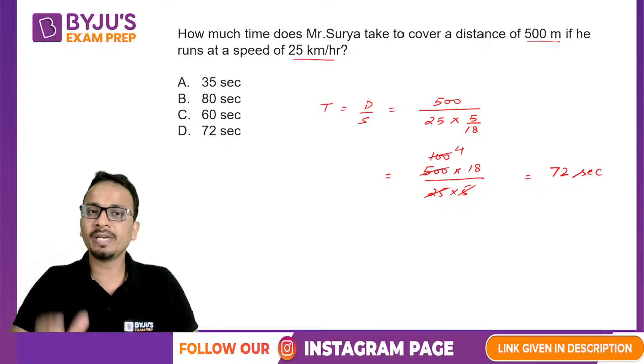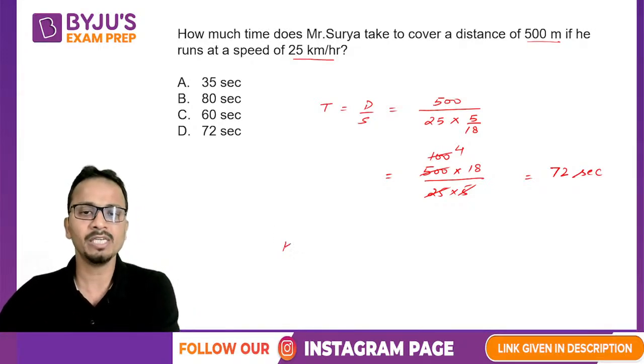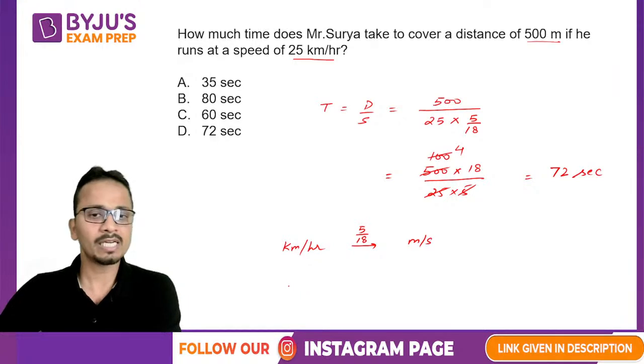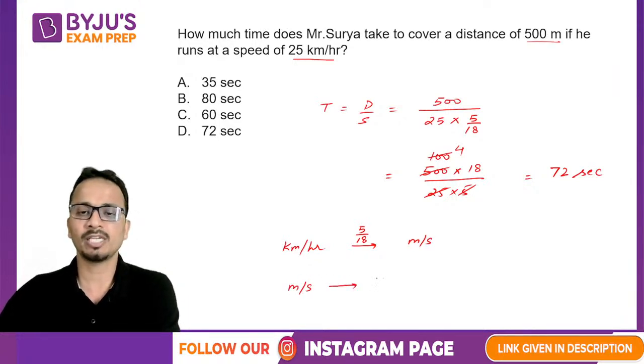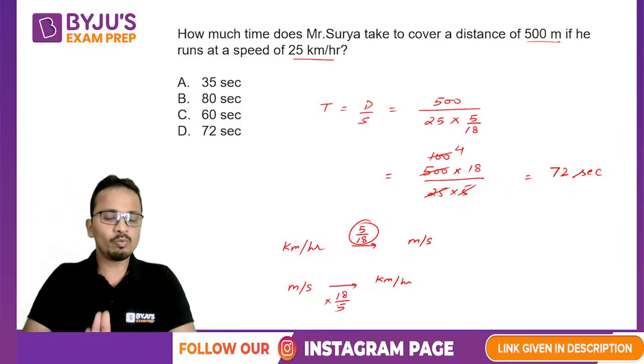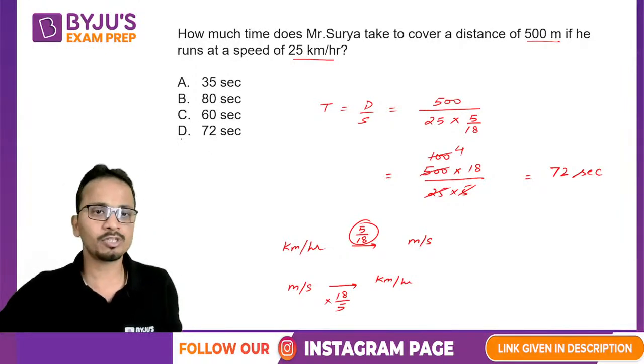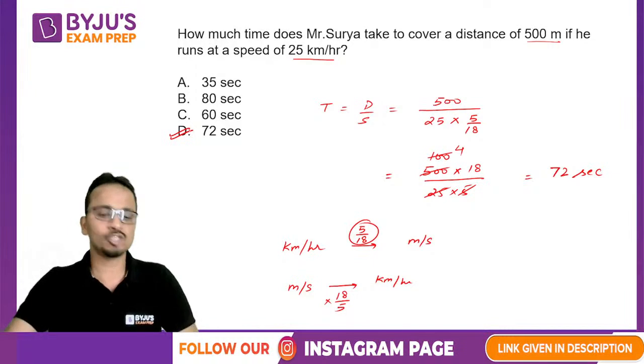So from kilometer per hour to meter per second, I'll write it properly. If you are going from kilometer per hour to meter per second, you will multiply it by 5 by 18. Vice versa, if you have to go from meter per second to kilometer per hour, in that case you will multiply it by the reciprocal of this fraction, that is 18 upon 5. All right, so this is how we convert from kilometer per hour to meter per second and vice versa. So the answer for this question will be 72 seconds, that is option D.